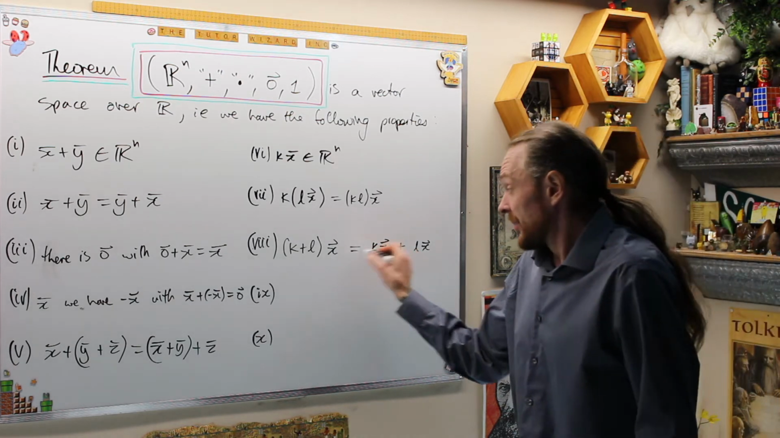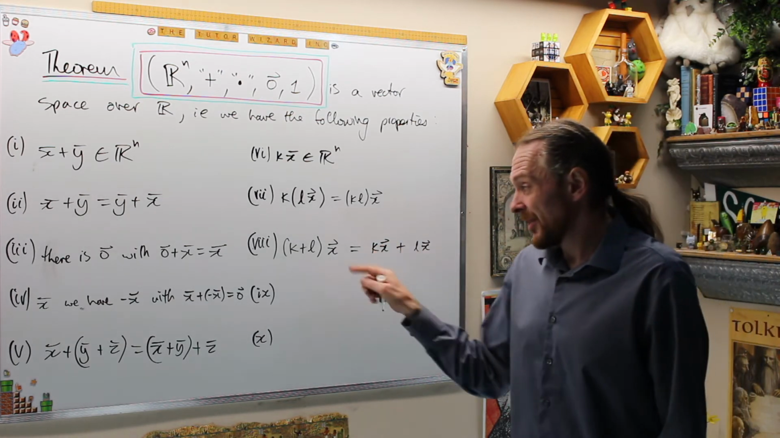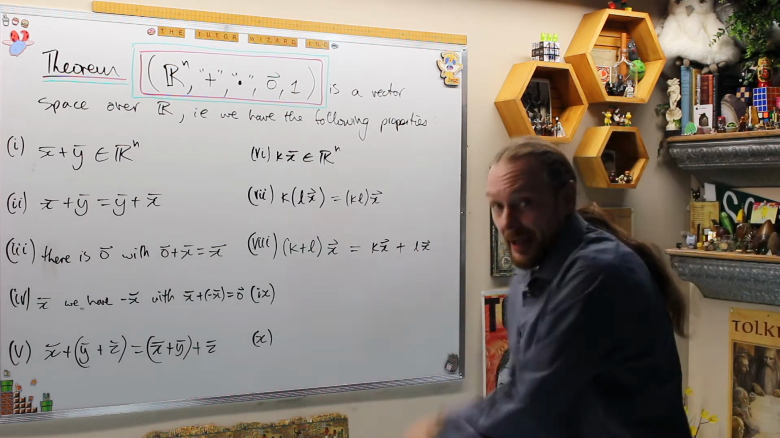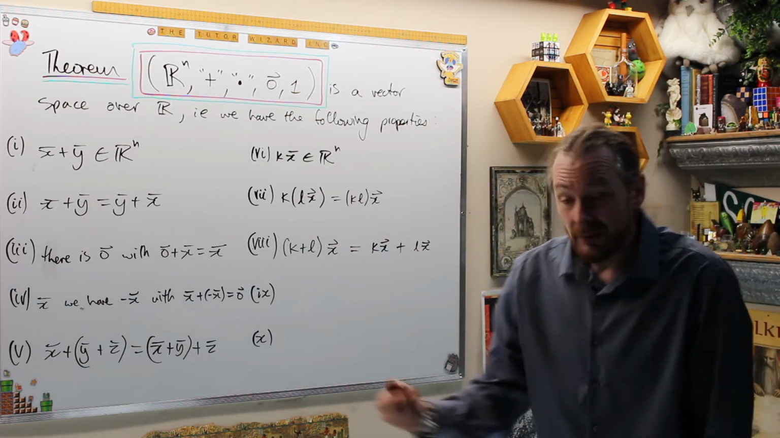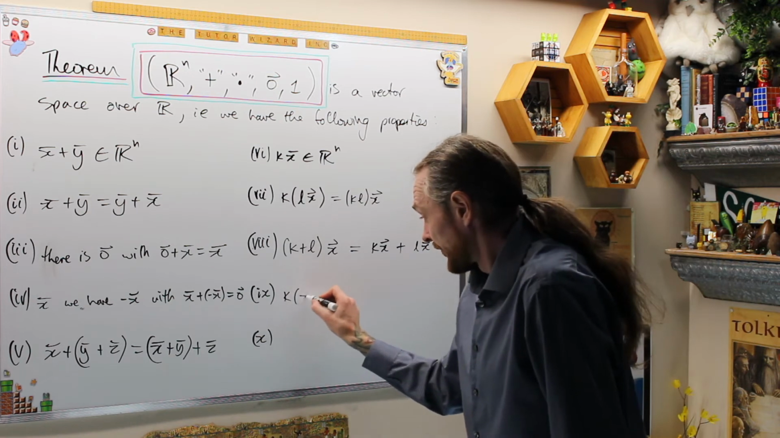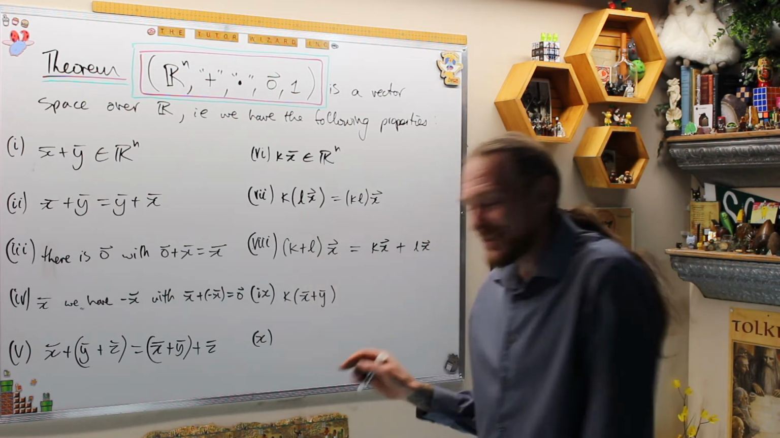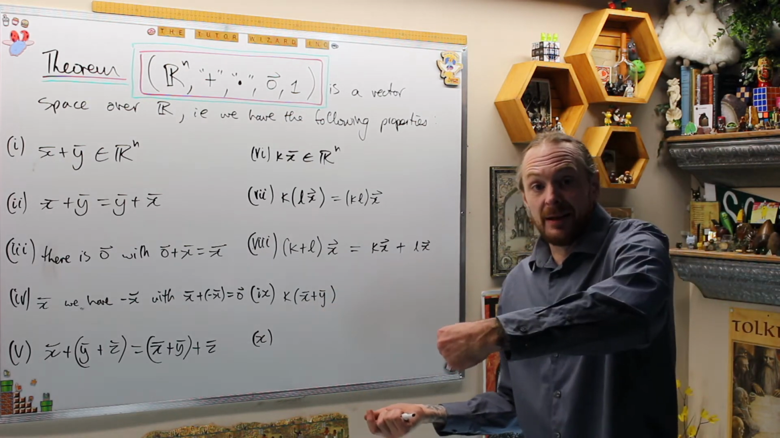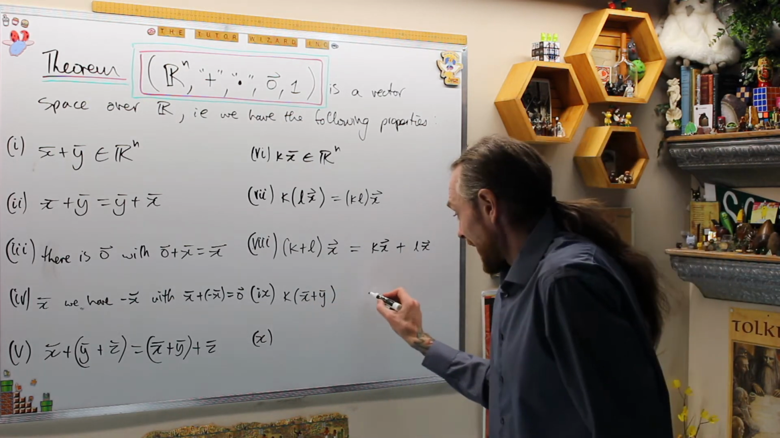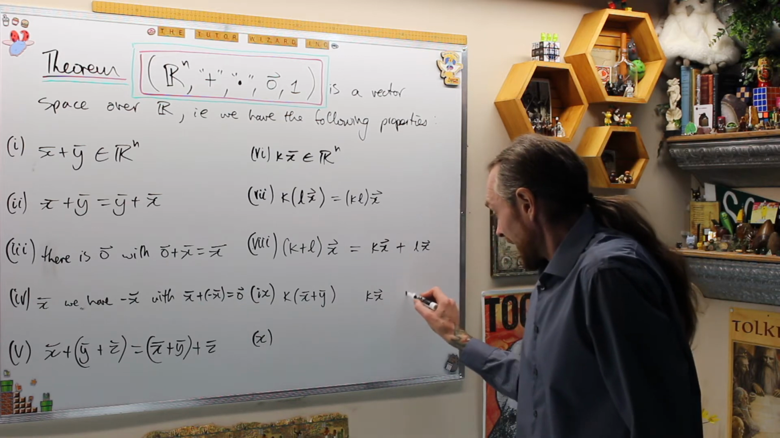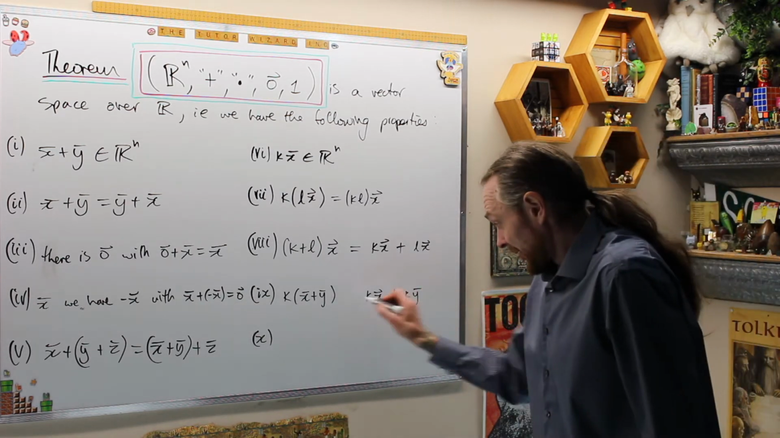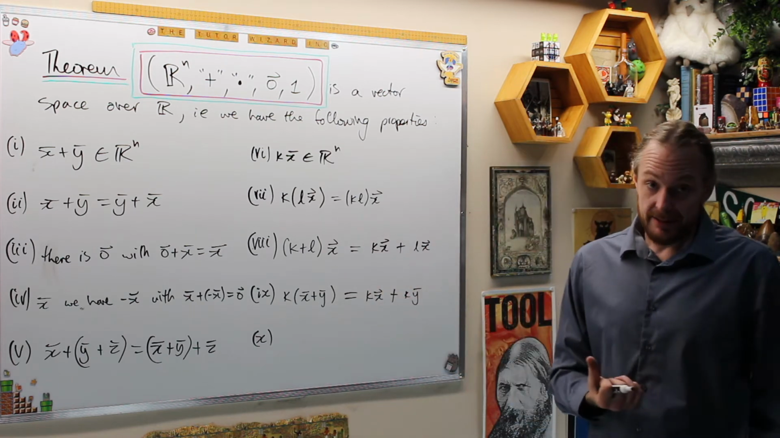Can I do that? And yes, it says you can distribute. So we're distributing a vector onto 2 scalars. And then the other property is going to be, what if I have 1 scalar and 2 vectors? Can I add these column vectors, then scalar multiply them? Will that be the same as if I scalar multiply x and scalar multiply y, and then add those vectors? Yes, it is the same thing, is what it says.